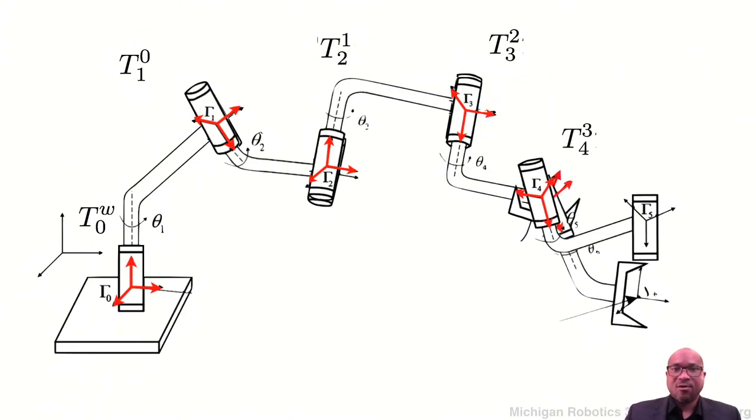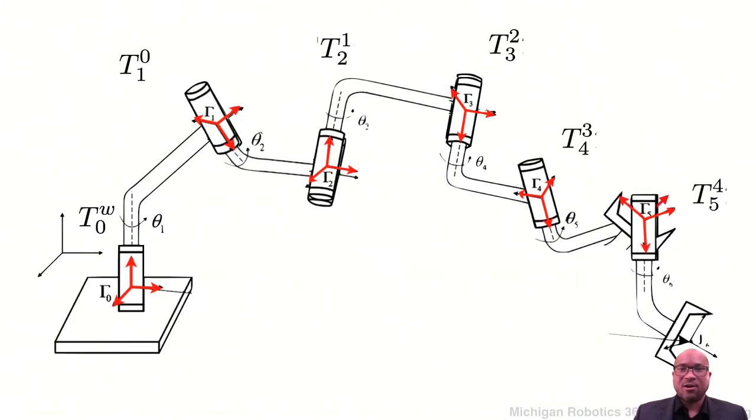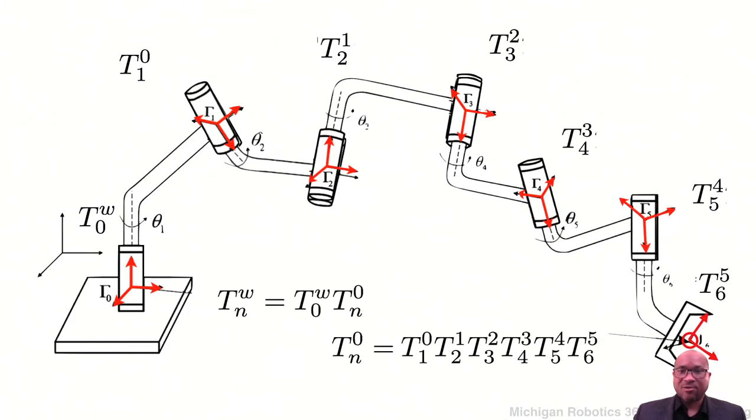We're going to keep going along and along and along until we have laid out the proper structure of our robot. And note that we've built up these transforms all along the T's, and then we can multiply those together in order to get our transform from the link frame into the world frame.